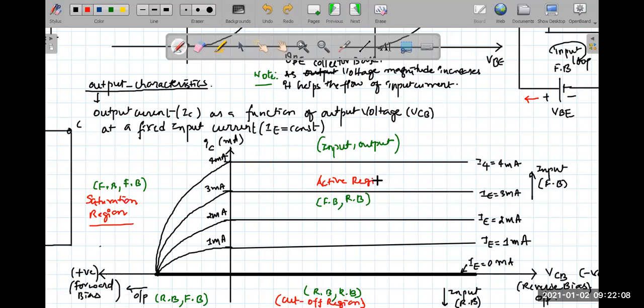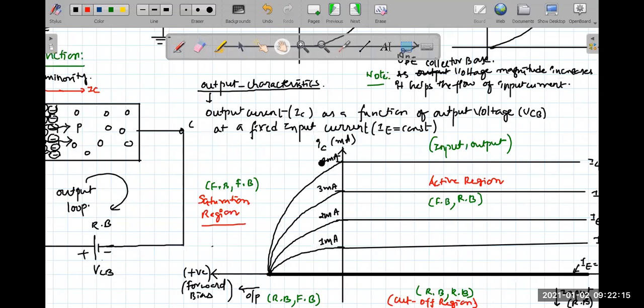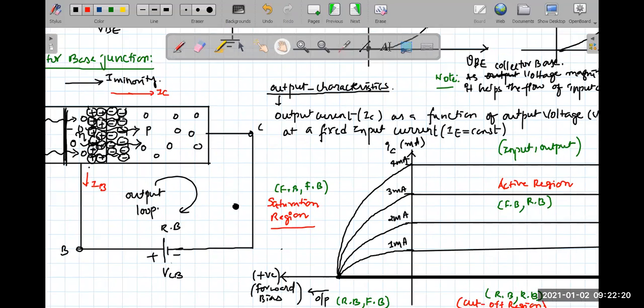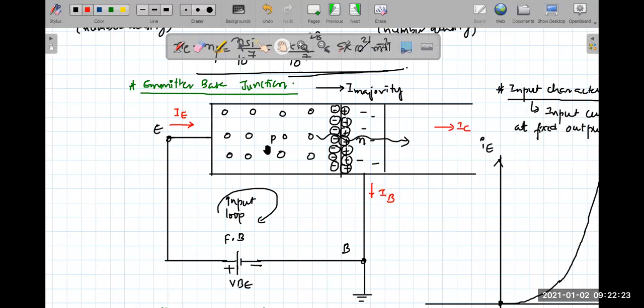And the remaining quadrant will definitely be the reverse active. In reverse active, you are forward biasing the output and reverse biasing the input. That means you are forcing the current to enter through the collector and extracting current from the emitter. The emitter is designed to emit current and the collector is designed to collect it, whereas by reversing both connections, you are supplying current through the collector and extracting from the emitter.